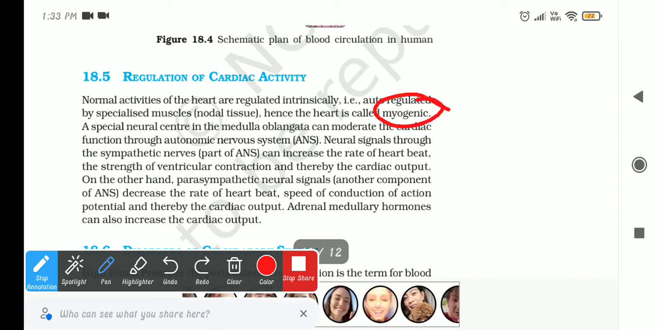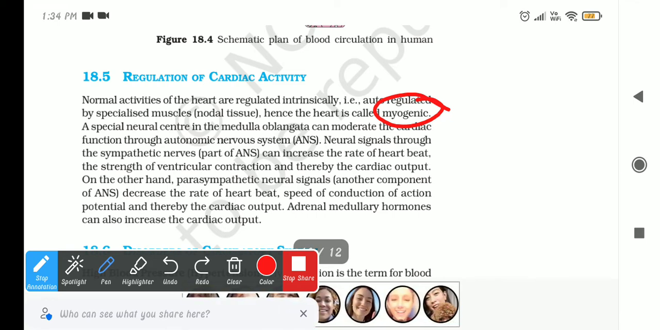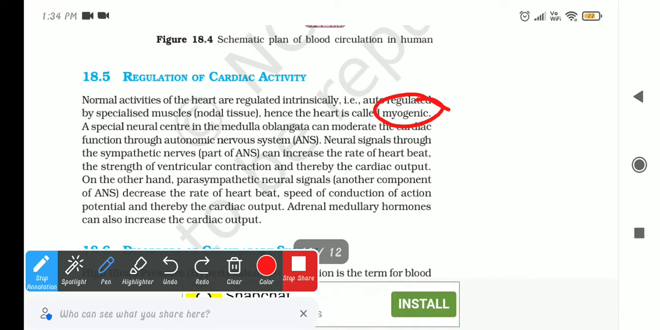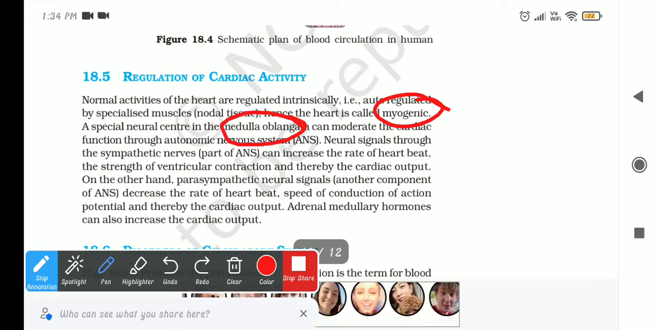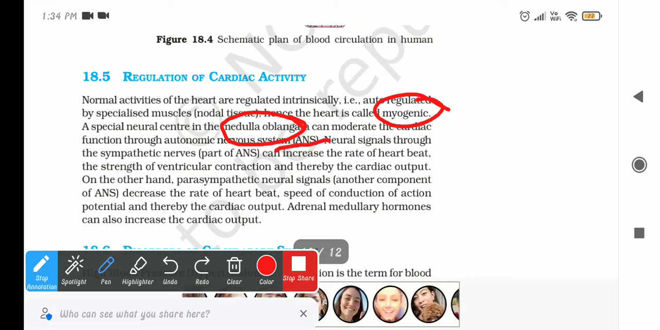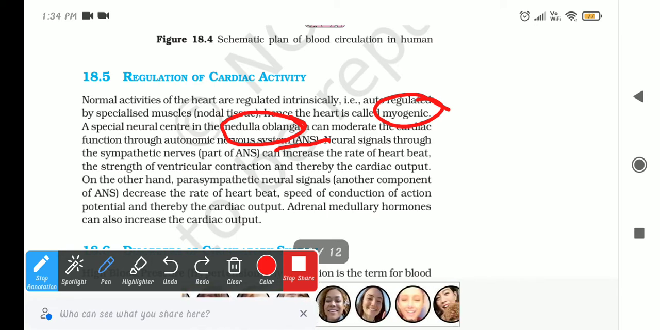And a special neural center in the medulla oblongata can moderate the cardiac functions. Medulla oblongata can moderate the cardiac function through the autonomic nervous system.